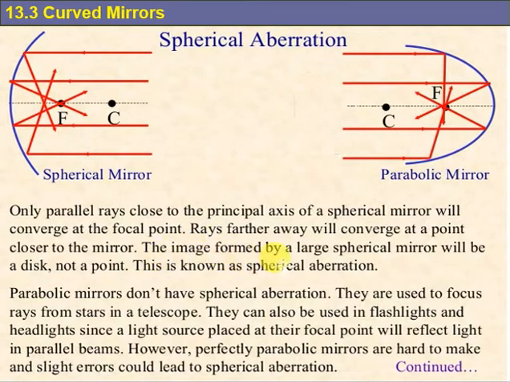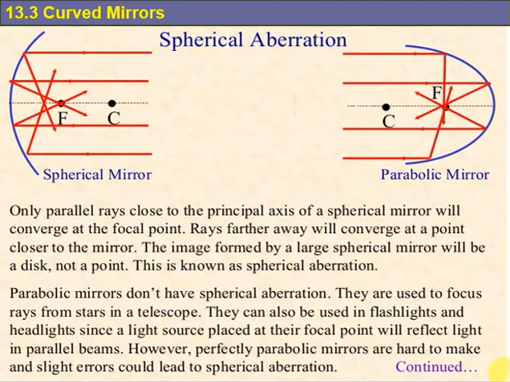The image formed by a large spherical mirror will then be a disk, not one point, because I have the intersection of some rays here and of some rays there. So the image will not be very sharp; it will not be a point, it will be like a disk or a blurred image. This is known as spherical aberration. Parabolic mirrors don't have spherical aberration. They are used to focus rays from stars in a telescope.